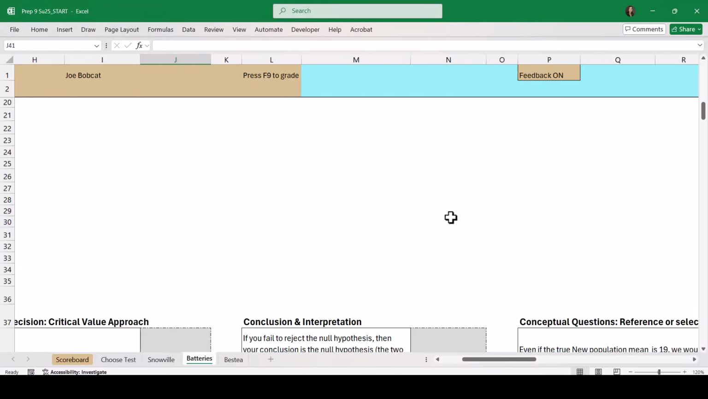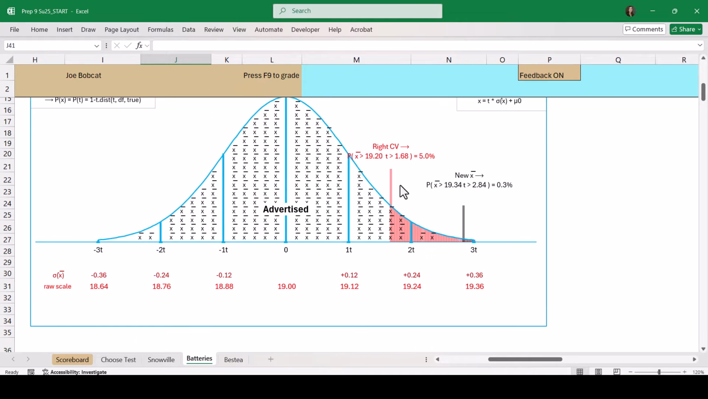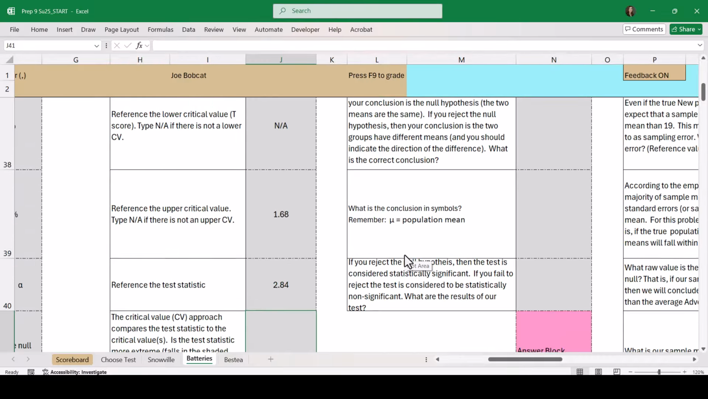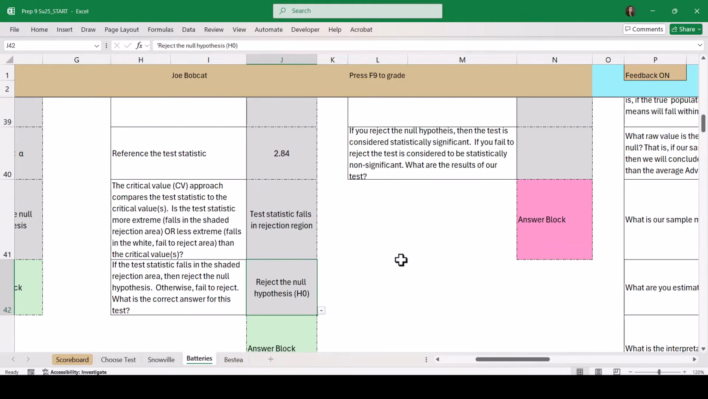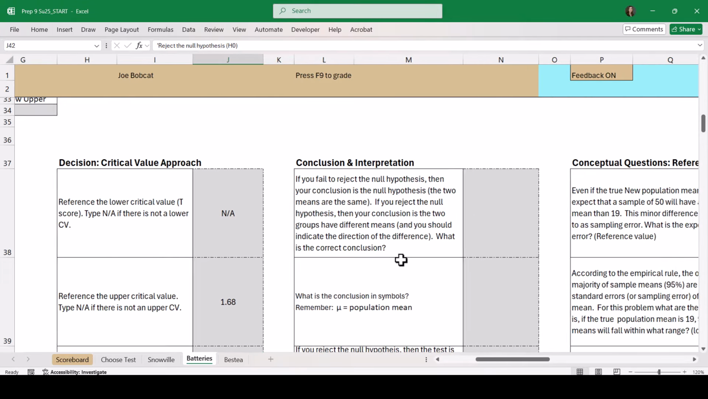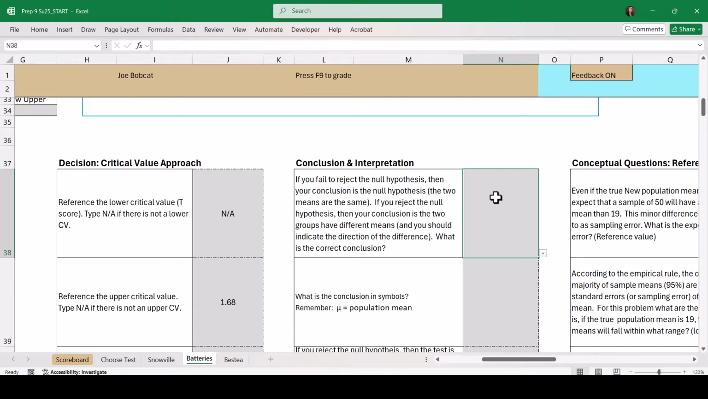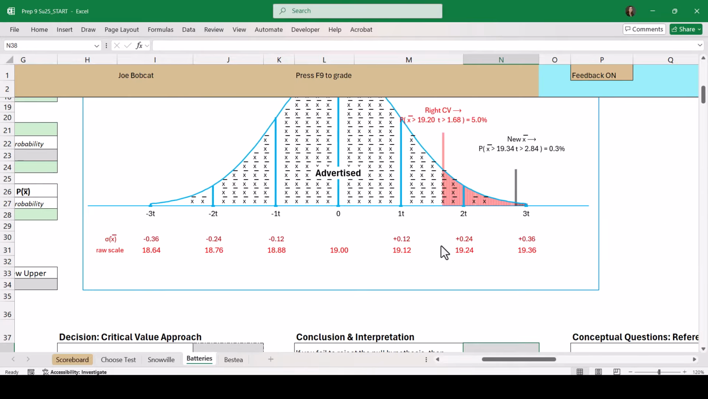And here they are on the graph. The test statistic is gray. The critical value is red. Our test statistic is beyond. It's more extreme. It falls in that red rejection region. So we are going to reject the null hypothesis. We are rejecting the null hypothesis that the mean is 19. So we found a difference.